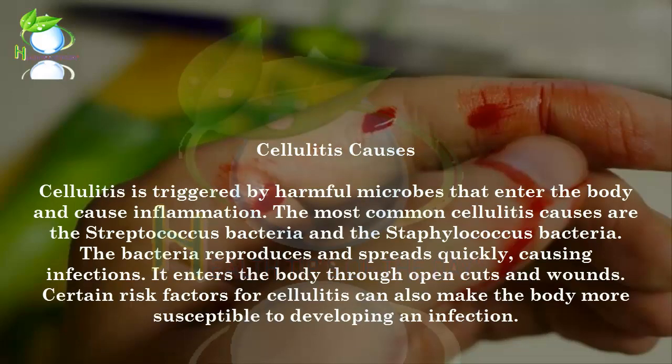Cellulitis causes. Cellulitis is triggered by harmful microbes that enter the body and cause inflammation. The most common cellulitis causes are the Streptococcus bacteria and the Staphylococcus bacteria. The bacteria reproduces and spreads quickly, causing infections. It enters the body through open cuts and wounds. Certain risk factors for cellulitis can also make the body more susceptible to developing an infection.